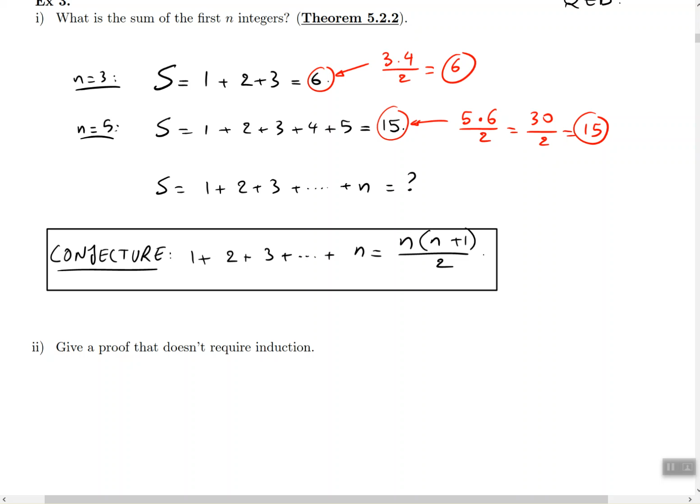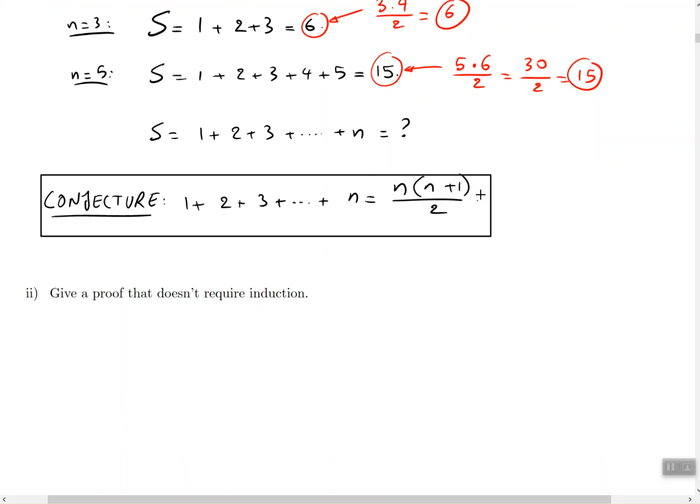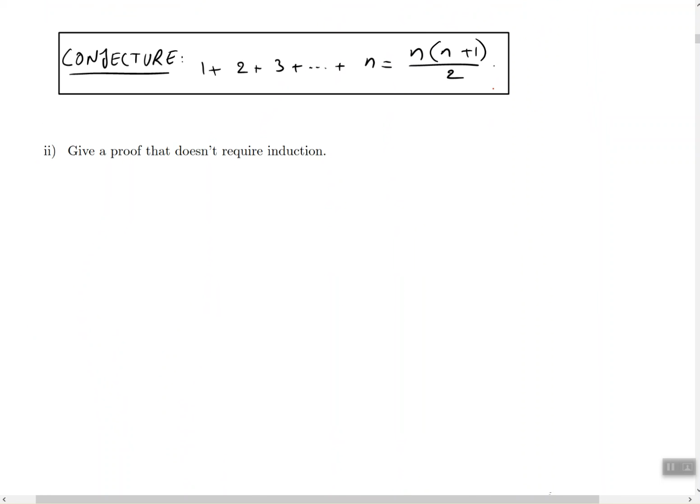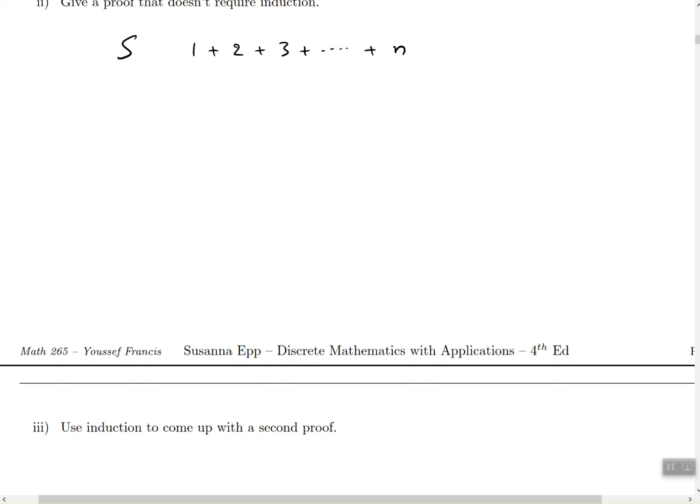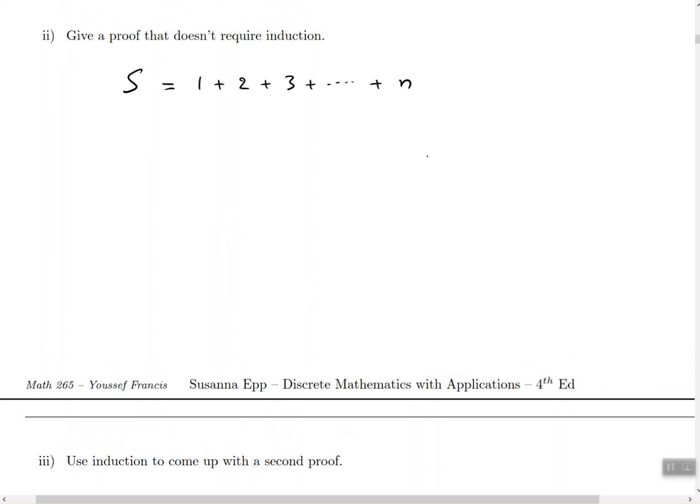We would like to provide a proof, but I'm going to start with a simple proof that doesn't require induction. I'm going to list the numbers that I'm counting, which is 1 plus 2 plus 3 and so on, all the way to n, in a funny looking way. First, I'll do it in order from smallest to largest, and then do the same thing again going in the opposite direction. So I'm going to put the 1 here, and then 2 here, and then 3 there, and so on, all the way up to n.